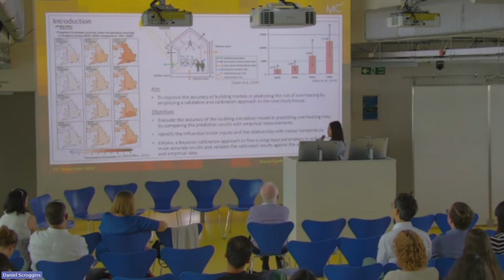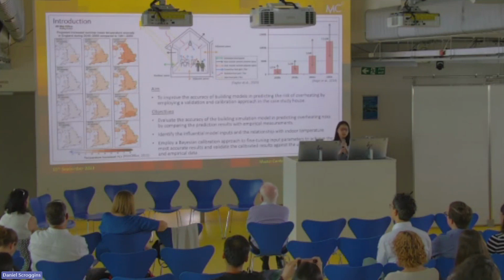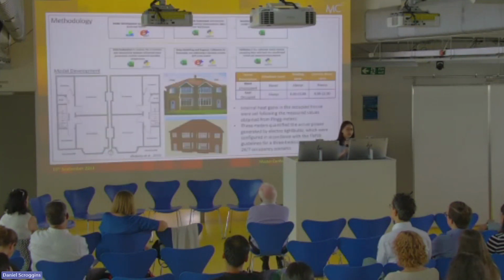This study focused on Bayesian calibration, as Bayesian calibration has been widely used to fine-tune parameters, but it has mainly focused on energy consumption. So this study would address this gap by using it for overheating risk. Then this is the methodology used in this study. It was structured into 6 steps.